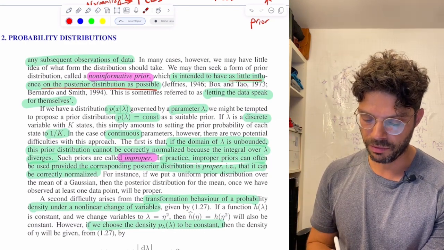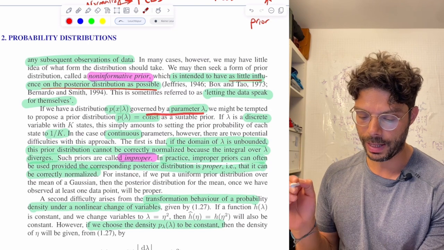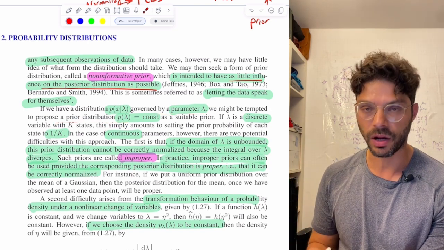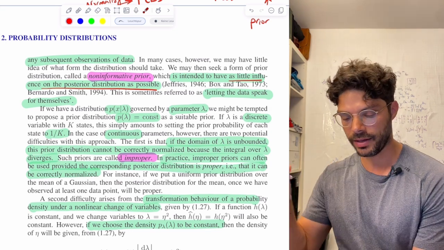So this might come up. Okay, so if you have a distribution governed by a parameter lambda, we might be tempted to propose a prior distribution P of lambda equals const. So that's exactly this kind of flat idea that we had before.